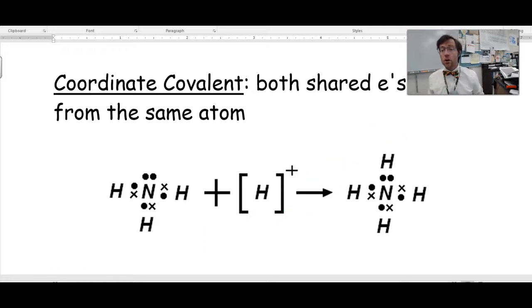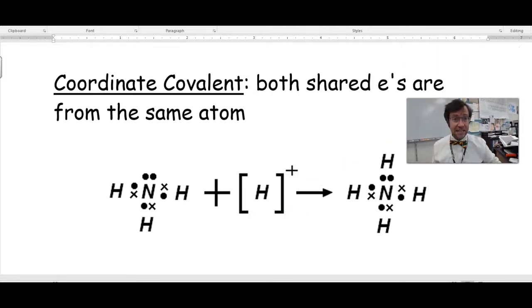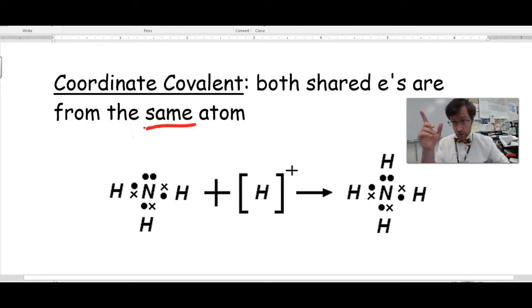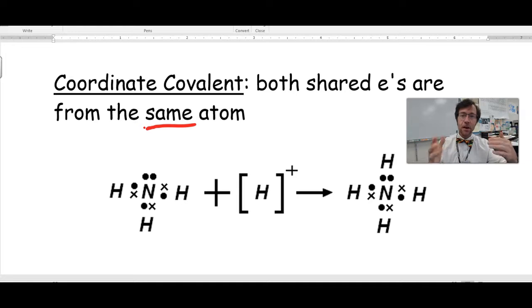Here we go. The coordinate covalent bond is defined as a covalent bond where both electrons in the bond come from the same atom. That's the thing here. When we learned about covalent bonds before, each atom brought one electron, two for a bond, right? Because you need two electrons to make a covalent bond, and normally each atom brings one. But once in a while, we have the situation where both electrons in the bond come from the same atom.